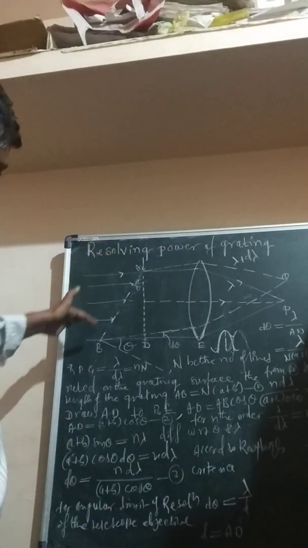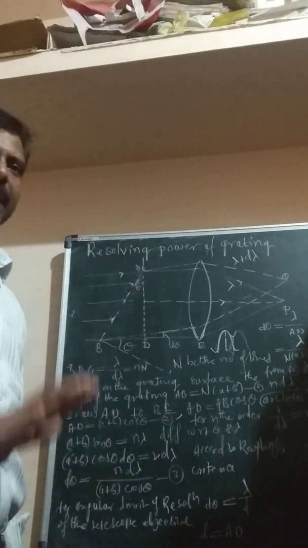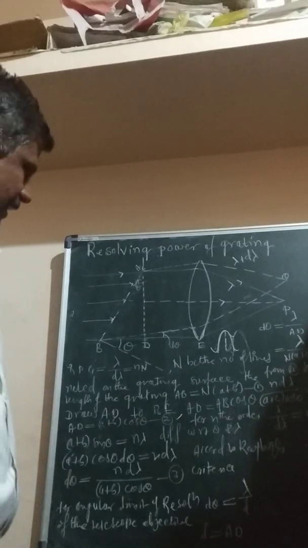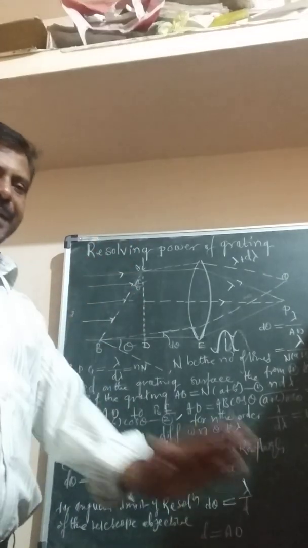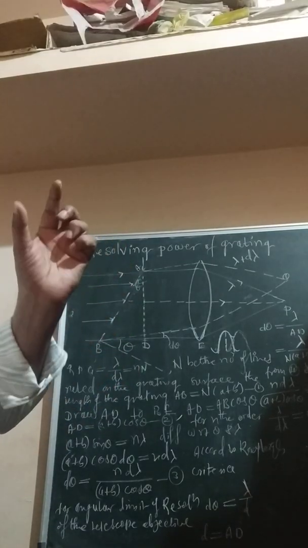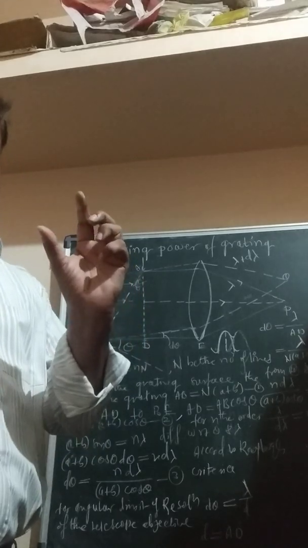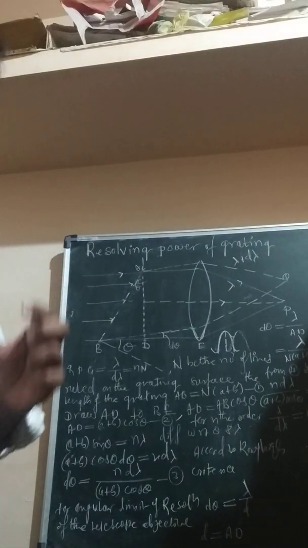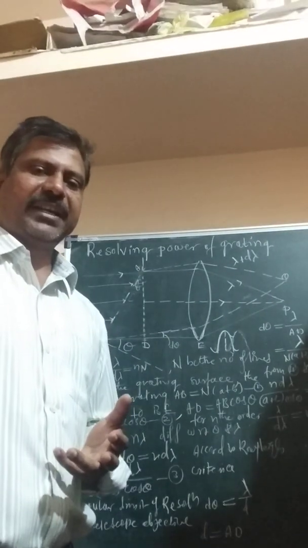Here AB is my plane transmission grating, in which N number of lines are ruled over the grating surface. Each opaque portion has a width b, and the transparent portion is designated by the symbol a. a plus b gives the grating constant or the grating element, also called the grating spacing.